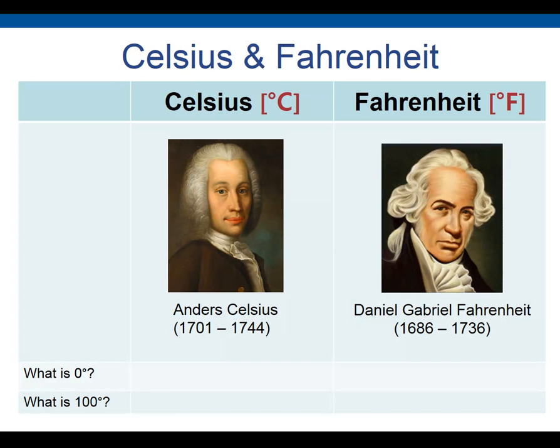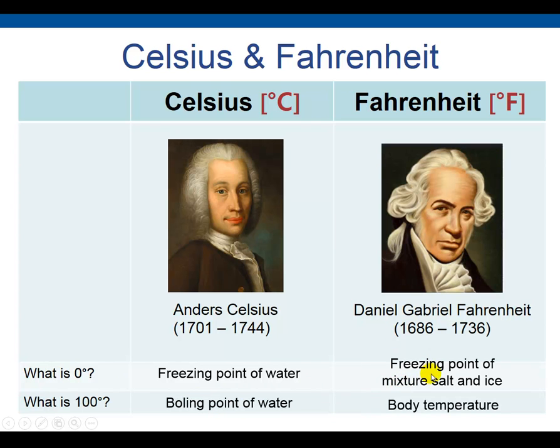The last concept is temperature. These two guys are very famous because they invented Celsius and Fahrenheit respectively. The Celsius guy thought of 0 degree as the freezing point of water and 100 degree as the boiling point of water. But Fahrenheit thought of 0 degree as the freezing point of a mixture of salt and ice, and 100 degree Fahrenheit as body temperature. Just a little reference, but they used these references to determine 0 degree and 100 degree.